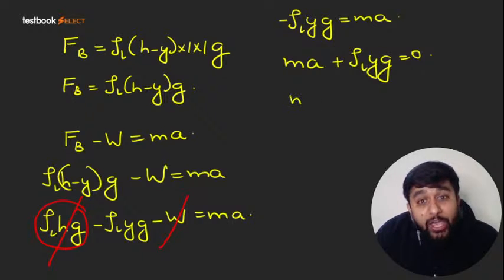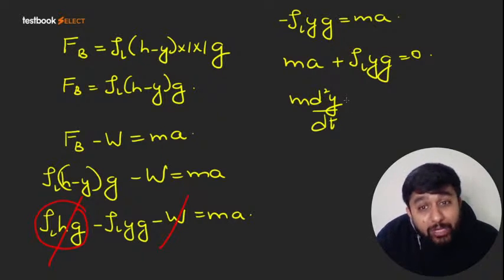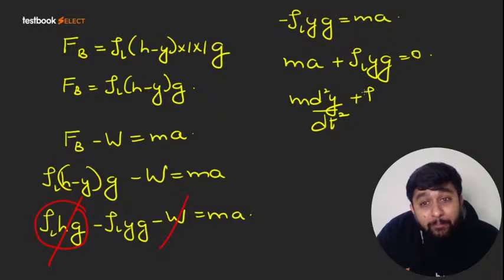But what is a? a is the double derivative of position. So m d square y by dt square plus rho L y g equals 0.